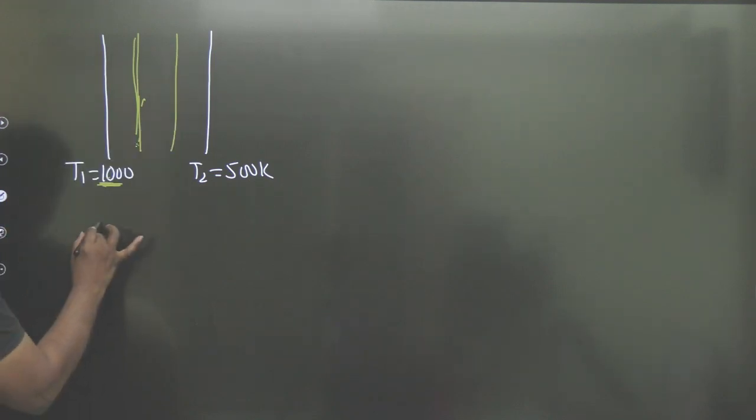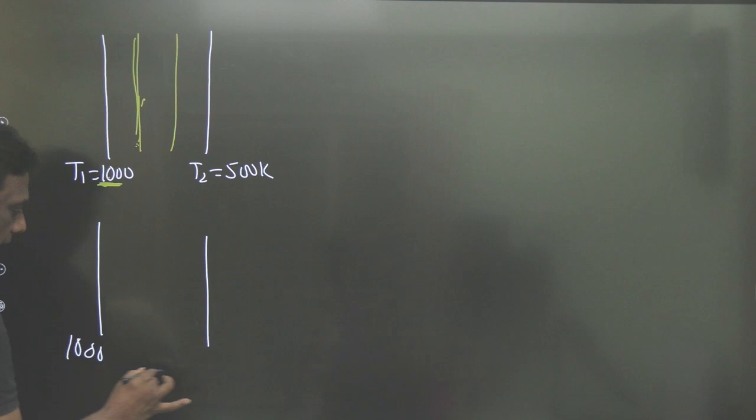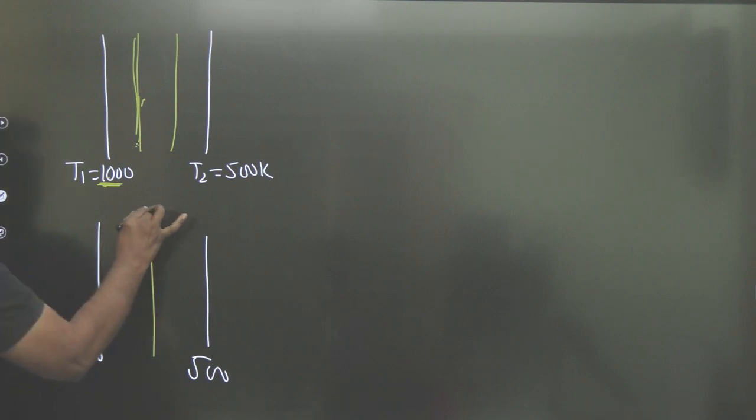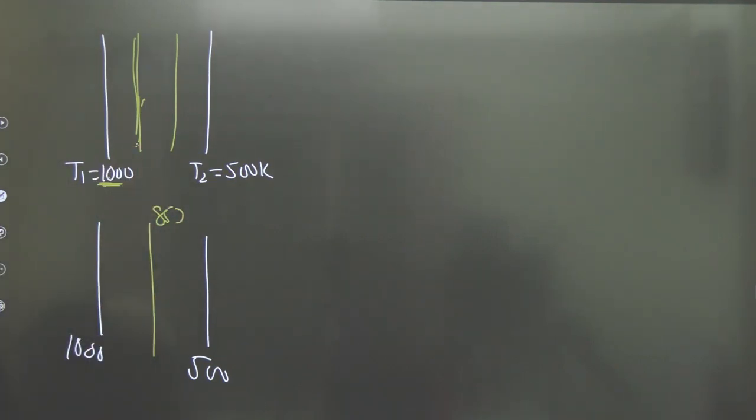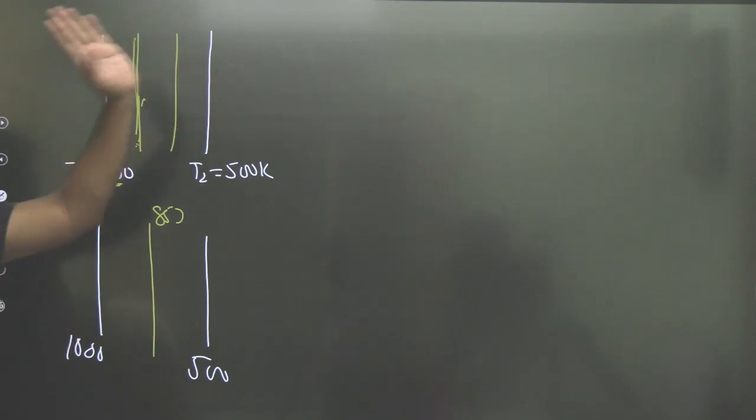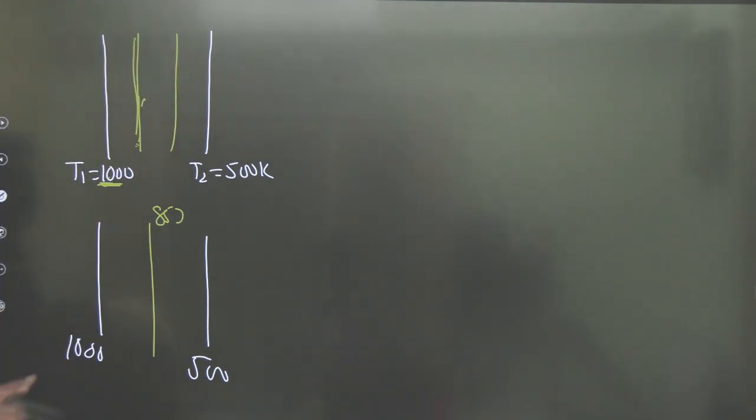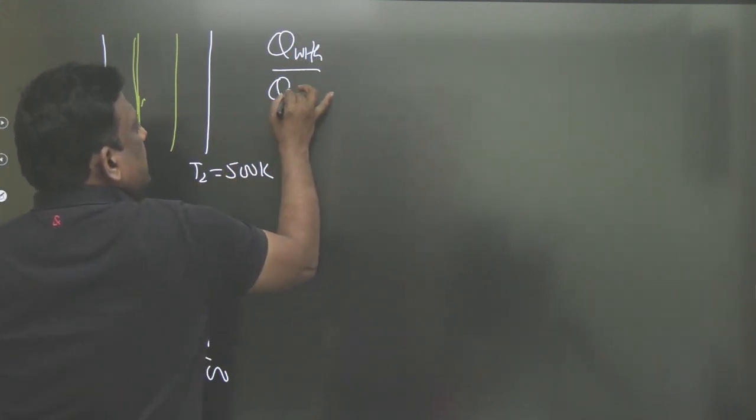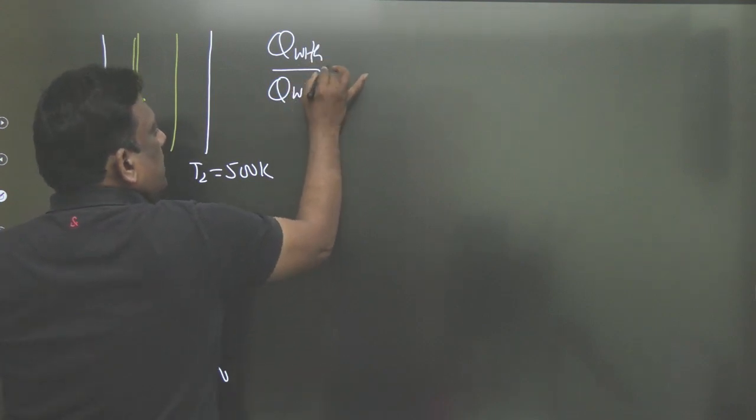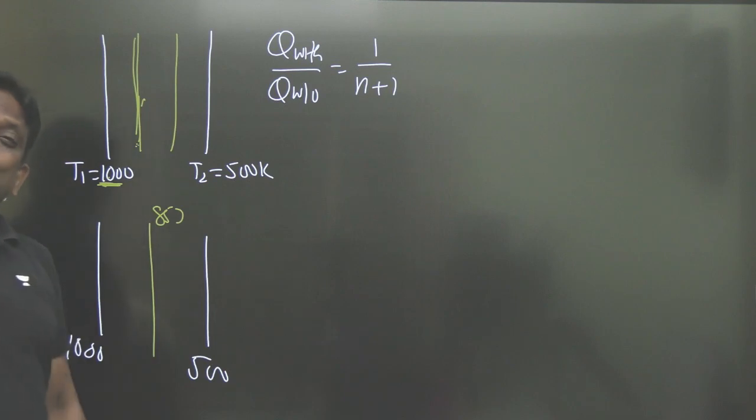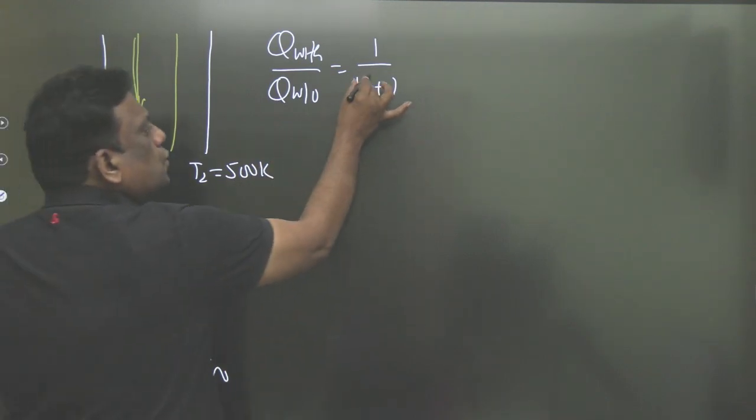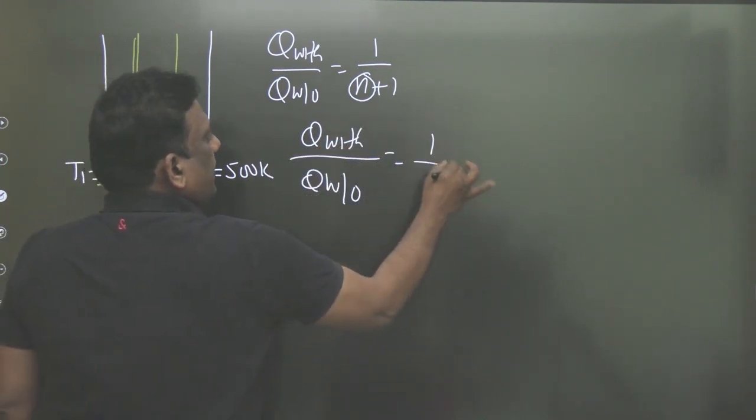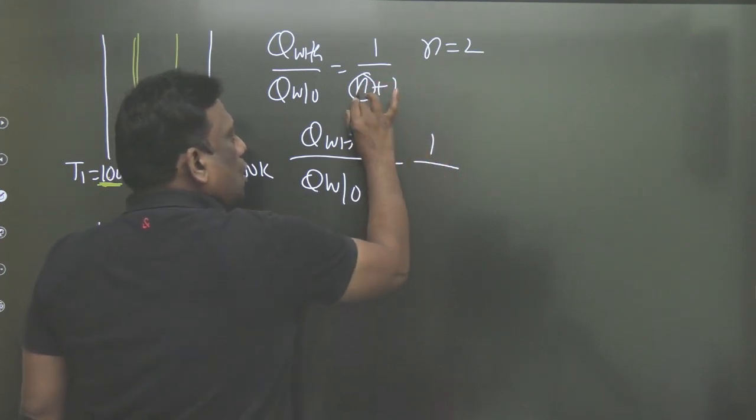Let me explain the concept. This is 1000 and this is 500. If I am using one shield, listen sirs, already you have seen it is 853 point something. No problem at all. Look carefully, I'm using 2 to 3. Now look, what is the heat transfer? Listen carefully. Heat transfer with shield by heat transfer without shield is 1 by n plus 1. Now let me use 2 shields. Let me take n as 2. If I use 2, then 2 plus 1 is 3.